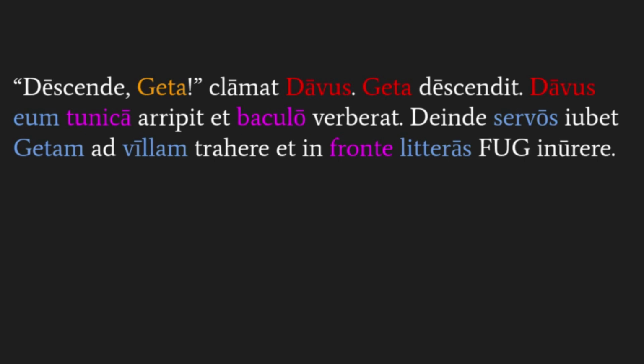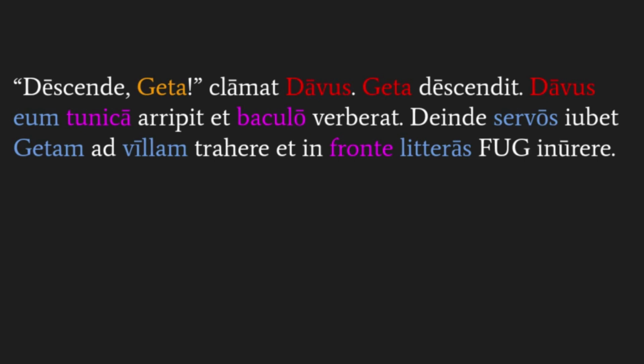So here you're saying he grabs him by the tunic, meaning he grabs his tunic, his shirt. And baculo verberat. Verberat, he beats him, meaning Geta, baculo, with his club, right? His baculo, his stick, his club that he carries around. Baculo and tunica are both ablative, and they're describing how these verbs were done. How did Davos grab Geta, and how did he beat him? He grabbed him by the tunic, and he beat him with his club.